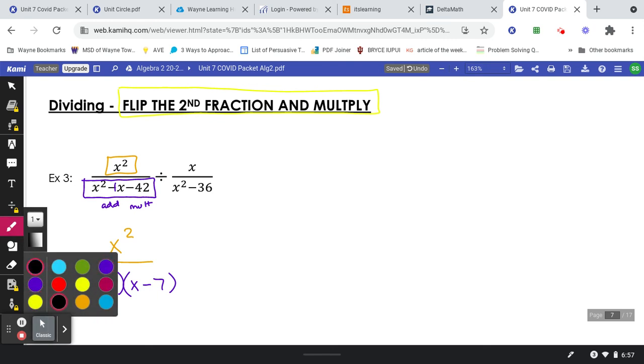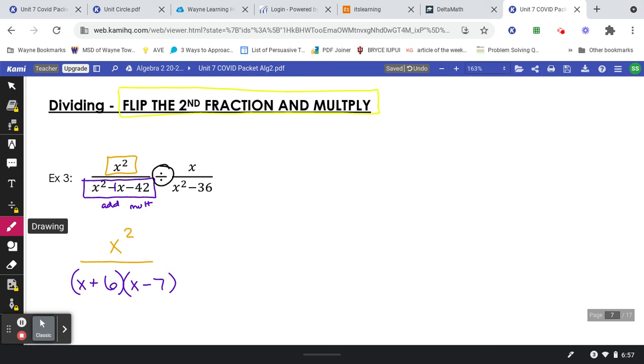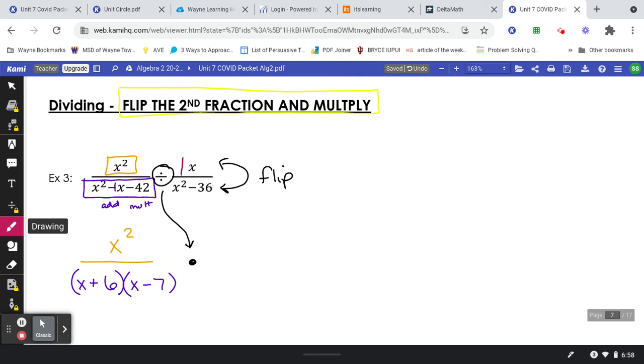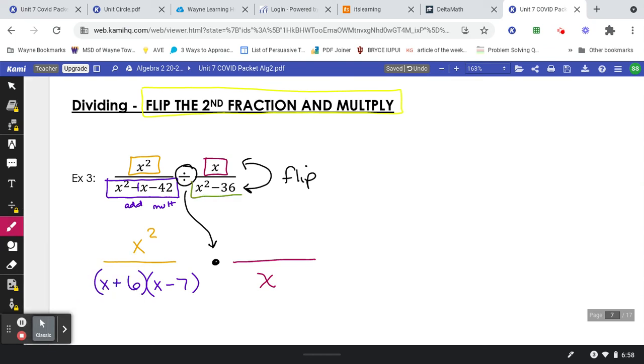All right, and then right here, because this is a division sign, we're going to make sure we change it to a multiplication. And then take this and flip it. So this x, which was at the top, is going to end up at the bottom. And this x squared minus 36, that difference of squares, is going to end up at the top. Square root that. x plus 6 and x minus 6.